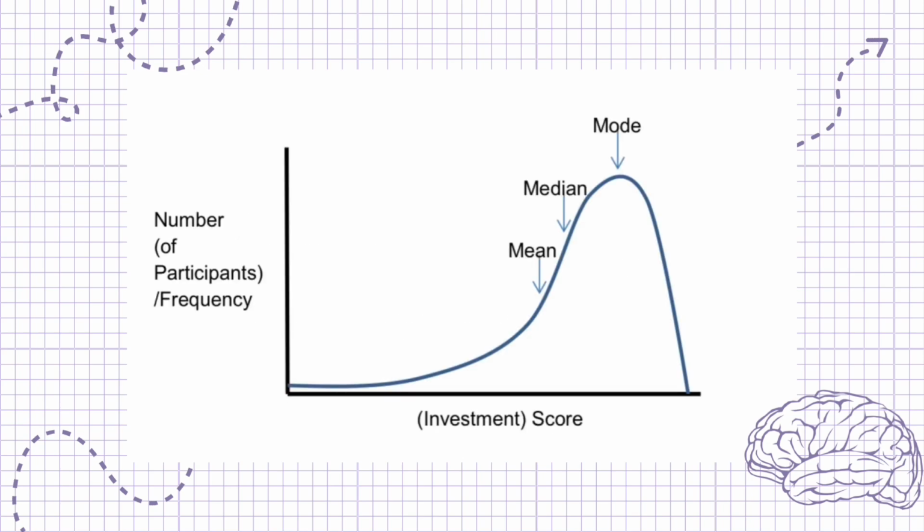Sketch of a negatively skewed distribution as follows. 1 mark for shape of curve with tail to the left. 1 mark for axis labels: investment score on horizontal axis, number of participants or frequency on vertical axis. 1 mark for positioning the mean, median and mode appropriately in relation to one another.